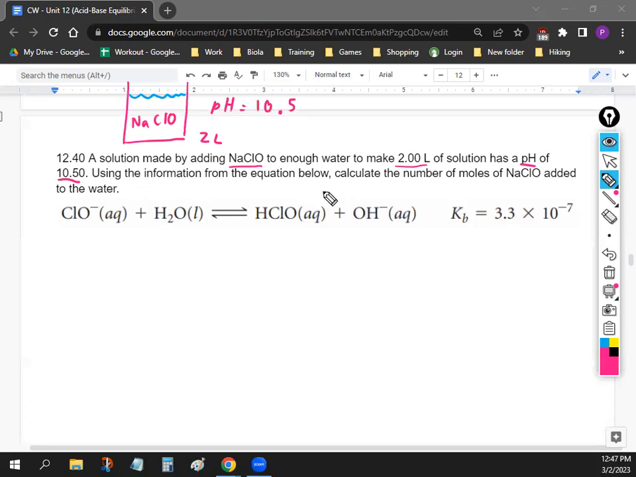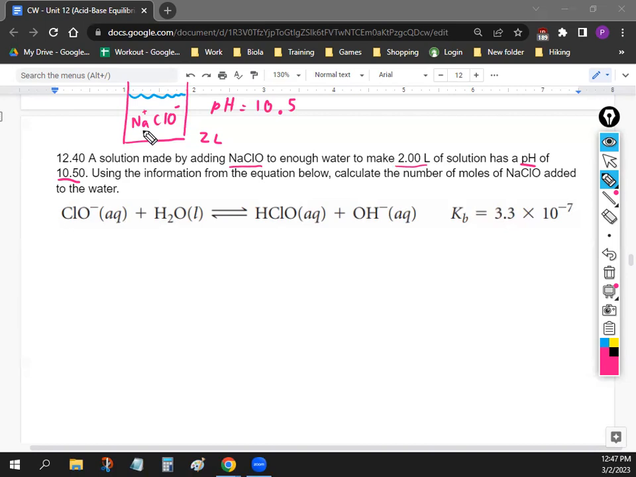Using the info from the equation below, calculate the moles of NaClO that was added. Okay, so first thing we need to identify is that NaClO is an ionic compound, right? And because the cation is Na, we know that anything that has Na as a cation is always soluble, right? It will always ionize. So this is going to ionize into Na plus and ClO minus. And this value tells us the extent to which. So it's not 100% ionization. Instead, it's just going to be this amount, okay? That's why we need an ice table. So far, so good?